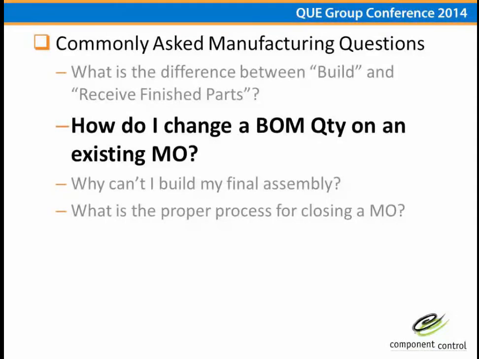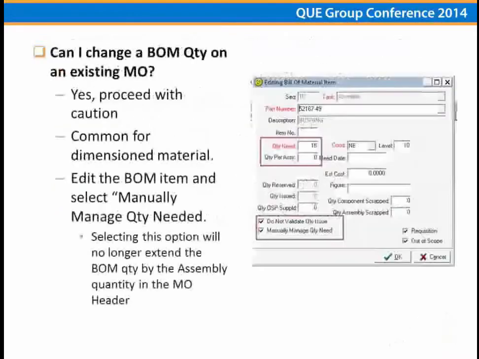Okay. So another question that comes up is, you guys create those templates in the background for your manufacturing orders, and you're going about processing those orders, and occasionally you may need to change a bill of material quantity on an existing manufacturing order.